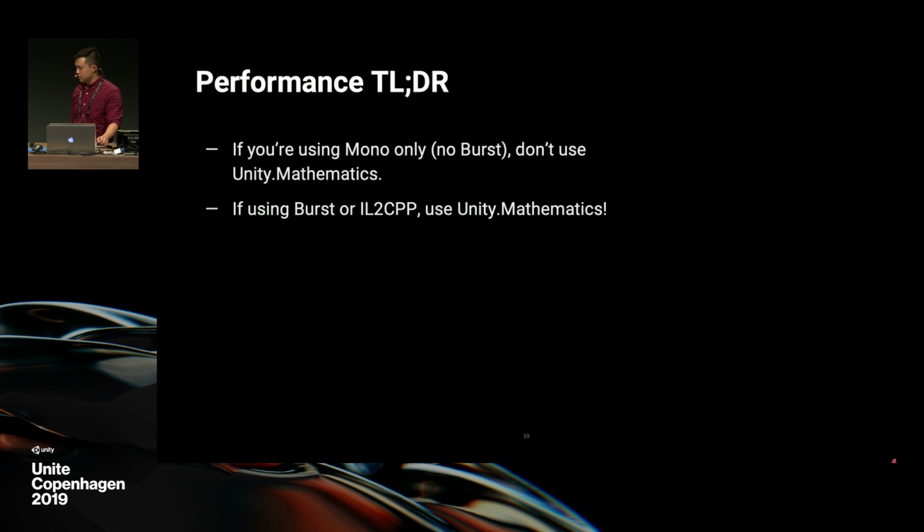So I went through a bunch of graphs. What does this all mean? If you're using only mono, don't use Unity.Mathematics. Unity.Mathematics was simply not designed to be used with mono. When you use Unity.Mathematics with mono, it's doing all this emulation of basically CPU instructions on the virtual machine. That's always going to be slow. That's what Burst is for. Burst is to make sure that you get exactly down to the fastest machine instructions possible, knowing what Unity.Mathematics is doing. If you use Burst or IL to CPP, for Burst, definitely use Unity.Mathematics. For IL to CPP, it's probably a good idea.